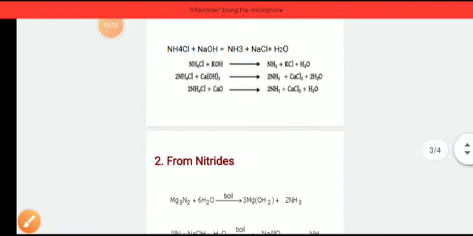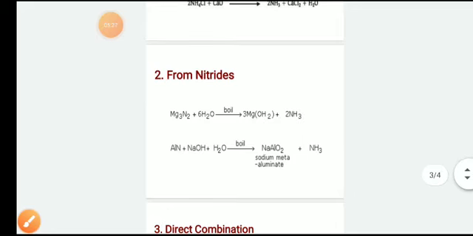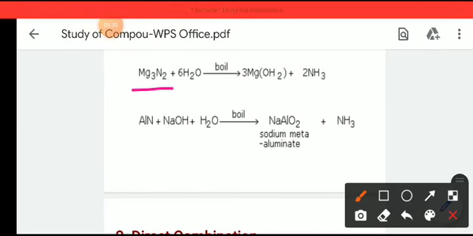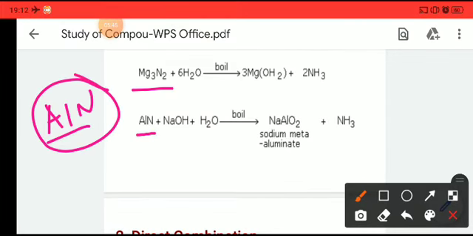The next reaction is that we can produce ammonia from nitrides. Here you can see Mg3N2 or AlN. Mg3N2 is called magnesium nitride, whereas AlN means aluminum nitride.